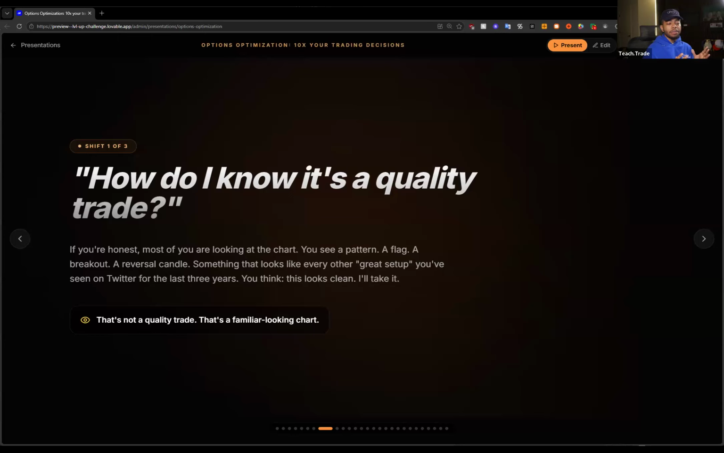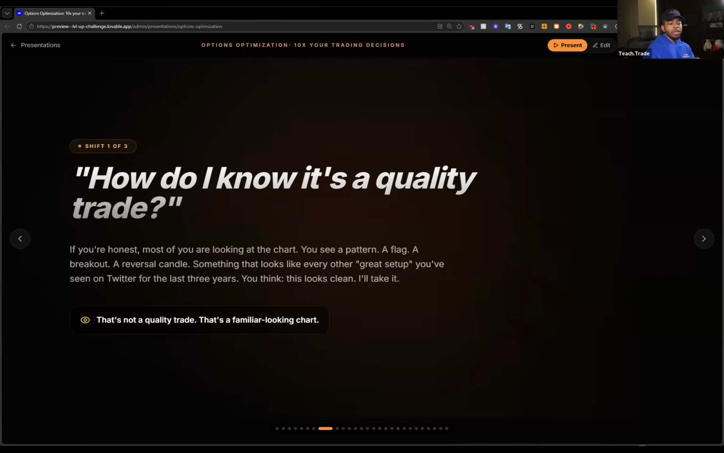It's definitely a decent approach to making trades, but that doesn't answer the question of how do I know that this is a good one? And this is a good one that is right for me. How am I fitting myself in the market? By itself, just looking at a chart is not enough information to say that's a quality trade. At that stage, it's just a familiar looking chart.